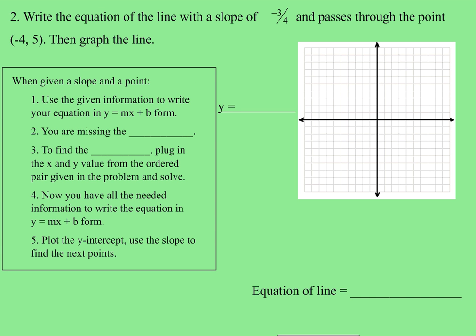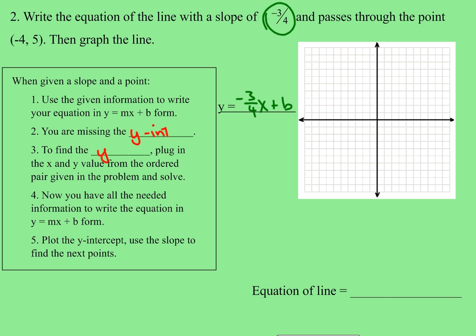Now, what if I have one that looks like this? Well, if I've got a slope of -3/4 and it passes through the point -4, 5, then I need to use a point and the slope to figure this out. So I know my slope. My slope is -3/4. So that's that. But I don't know my y-intercept.